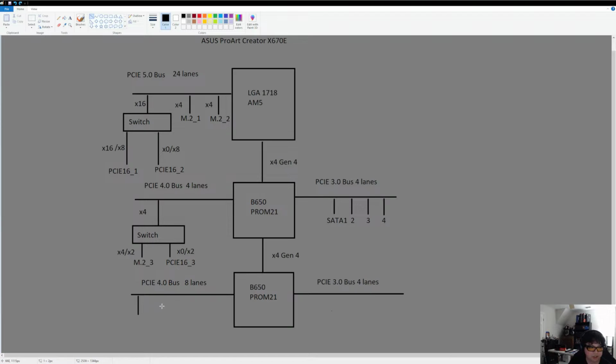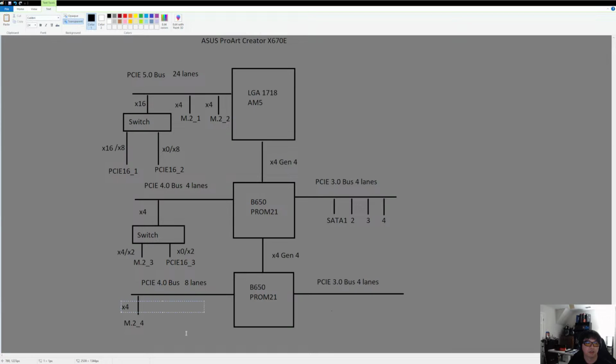Okay, so next we've got the final M.2_4. So the last PCI 4.0 M.2 drive is down here. And it doesn't share anything, so it gets full bandwidth. So that takes half of the 8 lanes. That means the remaining 4 lanes have to go to other things.